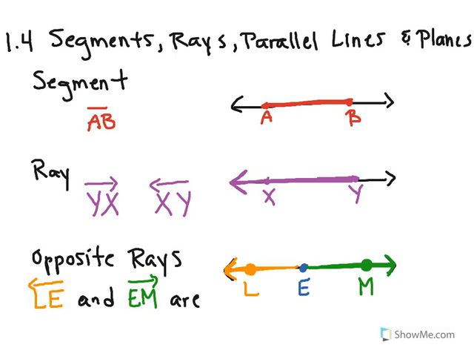And then I can simply say R opposite rays, and I'm going to shorthand this. You're going to see more and more of my own personal shorthand. You are welcome to create your own. So the way I would read that is ray LE and ray EM are opposite rays. So this is some vocabulary that we want to make sure that you know.